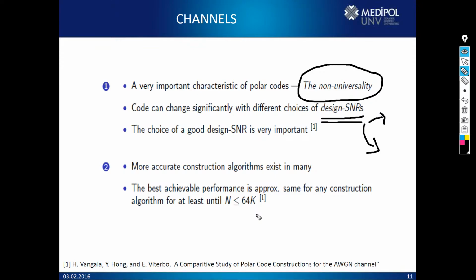If I tell you the user is far from the base station by this distance, this means that the EC has this value, then I should use this design SNR to start building my code because it will be optimized for that position. If the user gets closer or farther from the base station, then the design SNR changes, and I need to reconstruct the codes again. This is one of the key drawbacks of Polar codes.